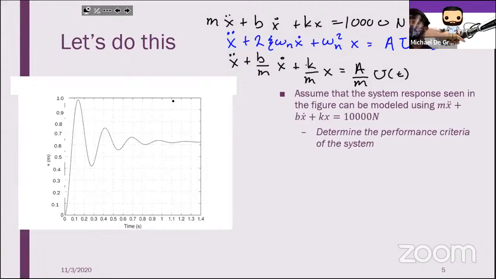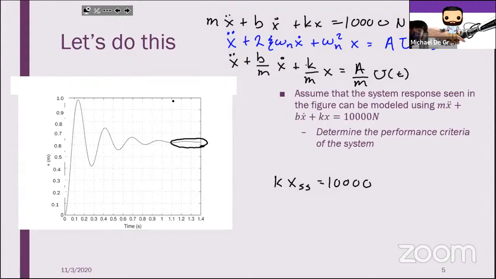So at steady state, my equation, the black equation up here, becomes x steady state times K is equal to 10,000 times the unit step, which is 1 at steady state. So this is equal to this. Okay, so I can do this, and I can define x steady state from my plot.